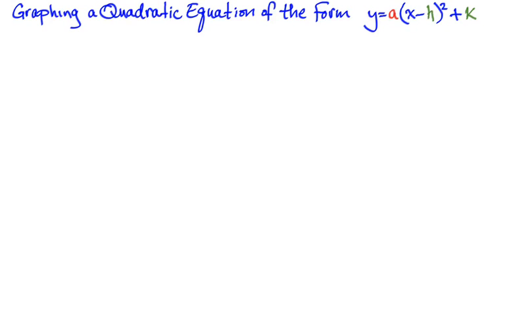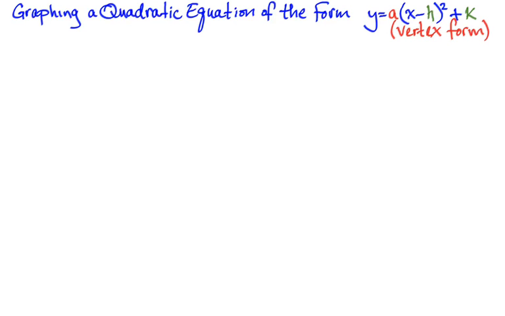Hi, welcome to the second video on graphing a quadratic equation. In this video, we're going to see how to graph a quadratic equation that's given to us in this form: y equals a times the quantity x minus h squared plus k. This form of the equation is called the vertex form.